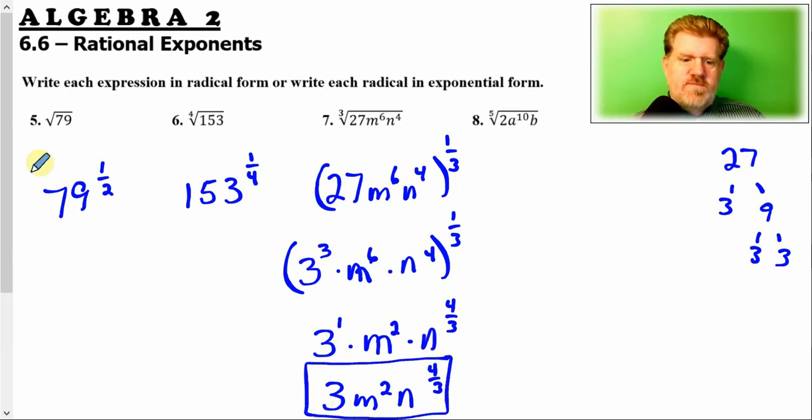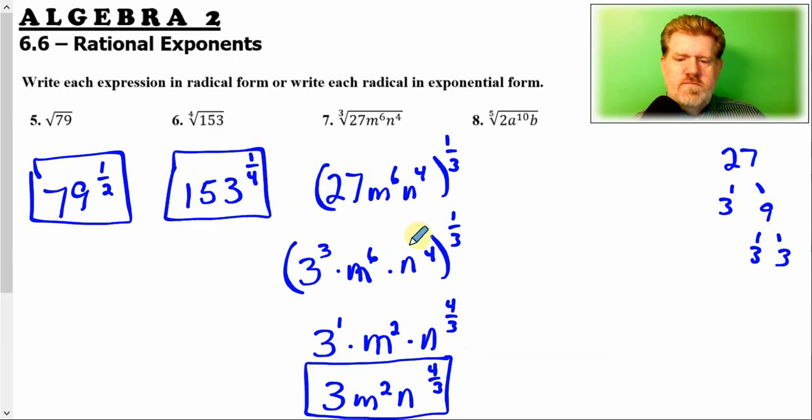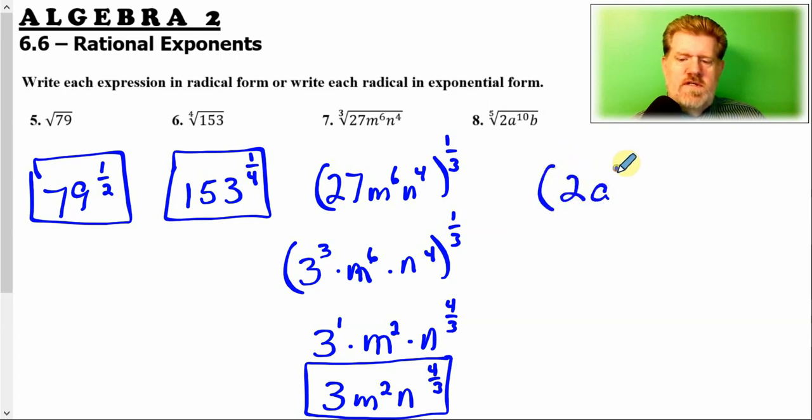All right. Put these up there too. The 5th root of this. Let me get rid of this. So the 5th root would be, we'd have 2 a to the 10th b all to the 1/5, and then we put each part in. So 2 to the 1/5. Well, you can't reduce that at all. That's just what it is.